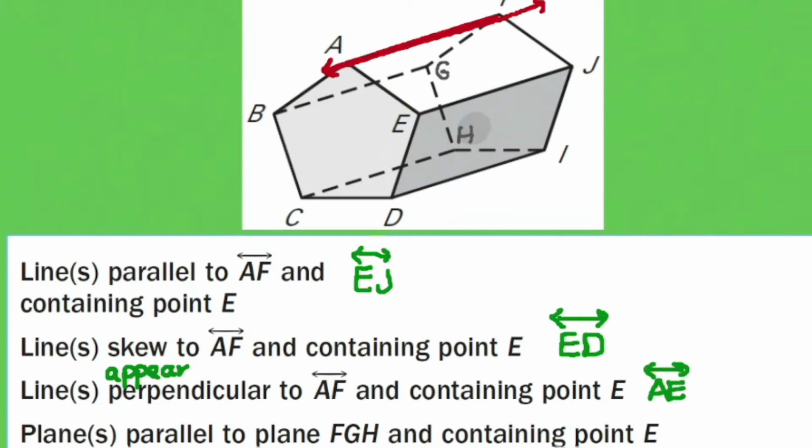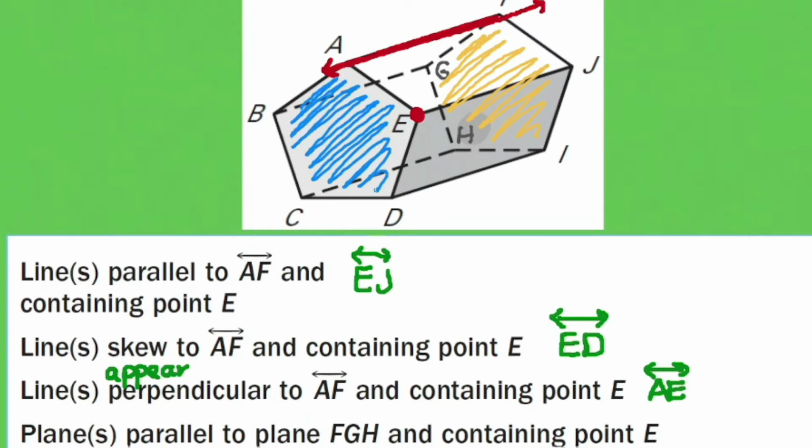This one's asking about finding a plane that's parallel to plane FGH. And plane FGH is this pentagon in the back. And we're looking for another plane that's parallel to that plane that goes through point E. And if this is a true prism, it would just be this other pentagon that represents a flat surface that would be parallel to that back plane.